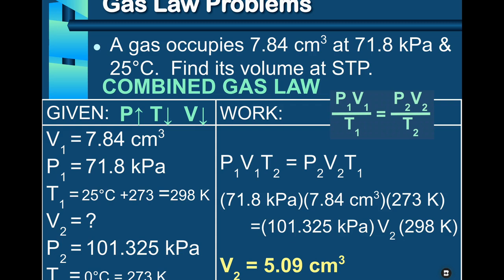Let's make sure that this makes sense. So my pressure, right, went up. That would indicate a decrease in volume. My temperature went down. That indicated a decrease in volume. So this answer makes perfect sense.